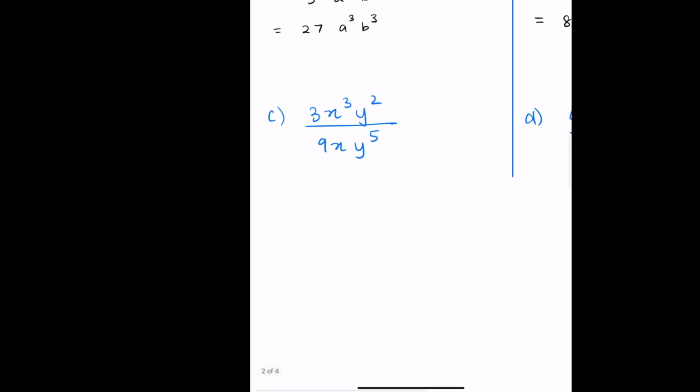Okay, so the next one. We can simplify the fraction here. These are both divisible by 3.